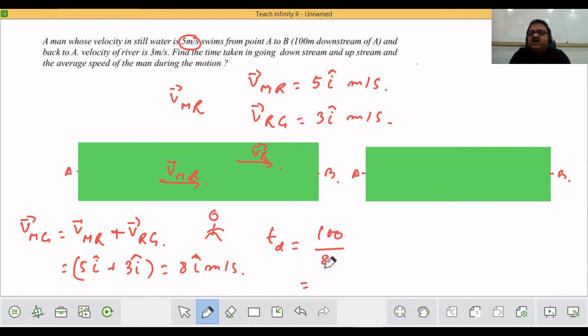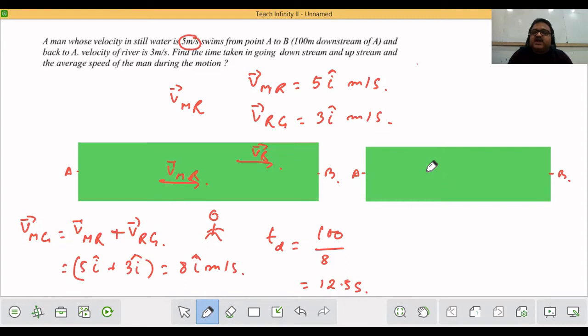Clear? What is the value? 100 by 8 is 12.5, sorry, 12.5 seconds. Okay, 12.5 seconds. Now, what will happen in upstream?